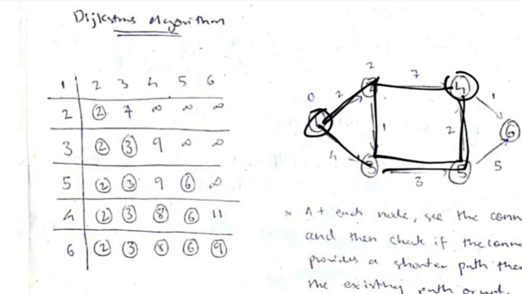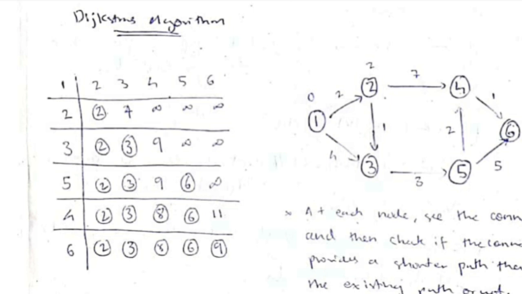Okay, so first you have to write down all the nodes here, and then write down the weights. These are the weights given. Suppose from 1 to 2 the weight is 2, from 1 to 3 the weight is 4, from 2 to 4 the weight is 7. Okay, in that way, and the directions are also given, 1 to 2, it's not 2 to 1. Okay, that's different. So here it is 1 to 3 and not 3 to 1.